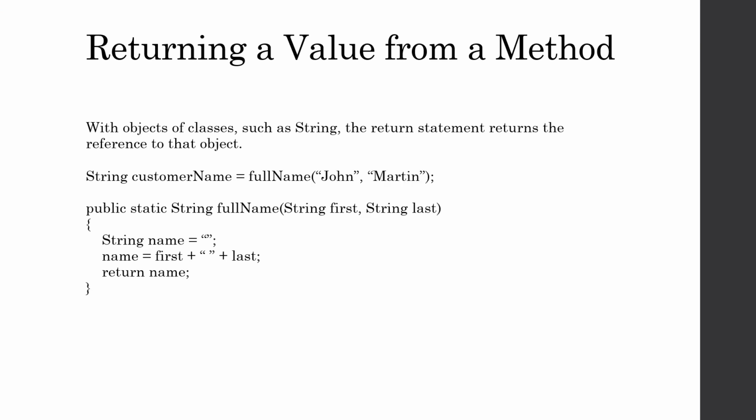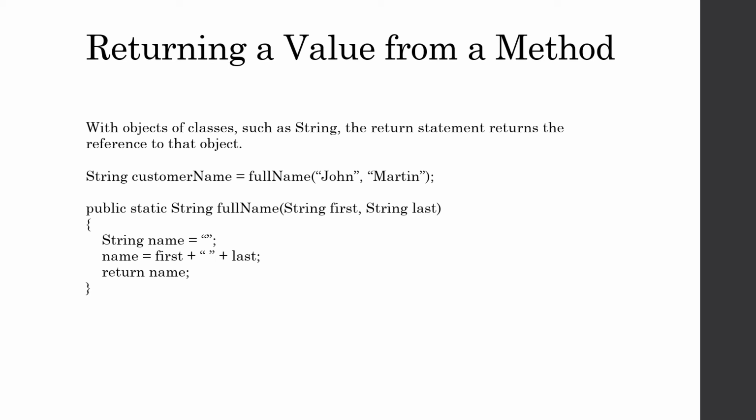And then finally, with objects of classes such as string, the return statement is going to return the reference to that object. So in this particular case, we've got a string called customer name. It's equal to this method full name with two strings passed in, John and Martin. Because we're passing in strings, keep in mind that these are also passed by reference. So that means that first and last will hold a reference to those objects.